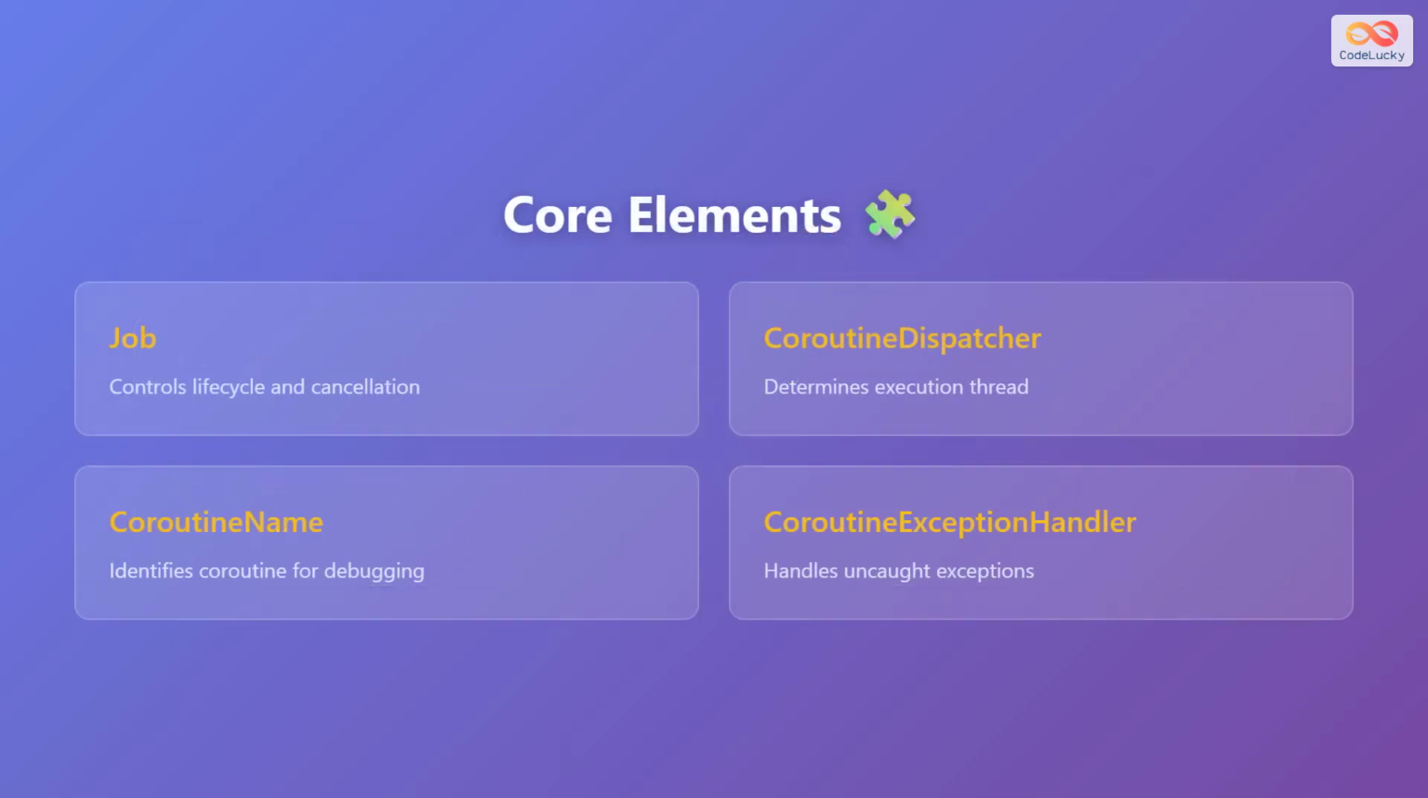CoroutineContext consists of 4 core elements. First, the Job controls the lifecycle and cancellation of a coroutine. Second, CoroutineDispatcher determines which thread the coroutine executes on. Third, CoroutineName identifies the coroutine for debugging purposes. And fourth, CoroutineExceptionHandler handles any uncaught exceptions that occur during coroutine execution. Each of these elements plays a crucial role in defining how your coroutine behaves and interacts with the system.